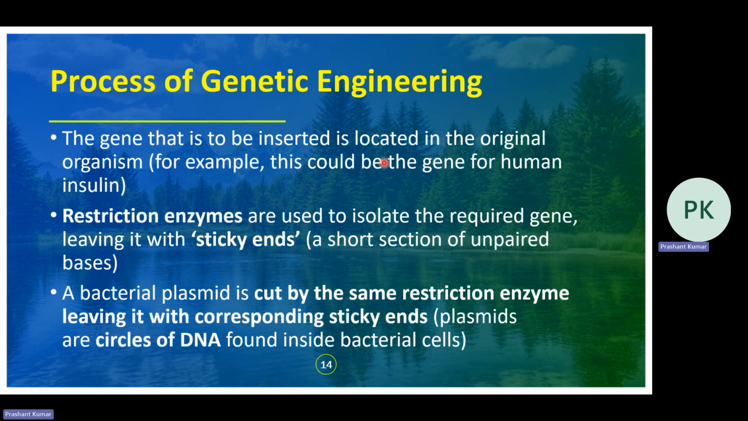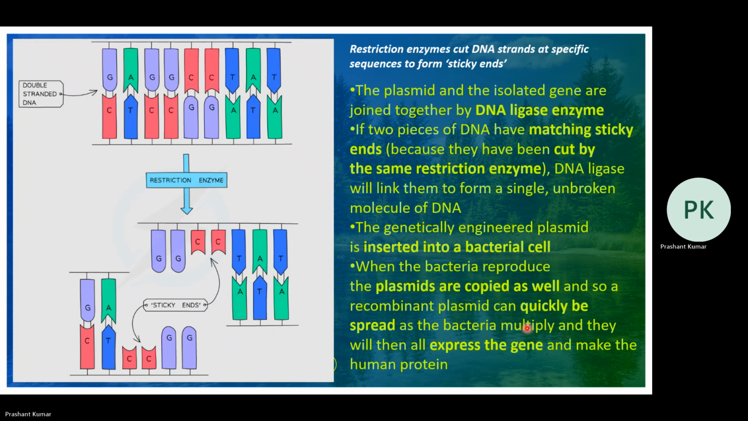The genetic engineering process is very easy. First of all, you have to identify the gene of interest. When we say gene of interest, it may be anything. Later on, with the help of a restriction enzyme, that gene is cut, and both ends have sticky ends. A bacterial plasmid is cut with the same restriction enzyme, because we don't want it to be cut somewhere else. We cut it just to make corresponding sticky ends. So the plasmid and the isolated gene are joined together using ligase enzyme.